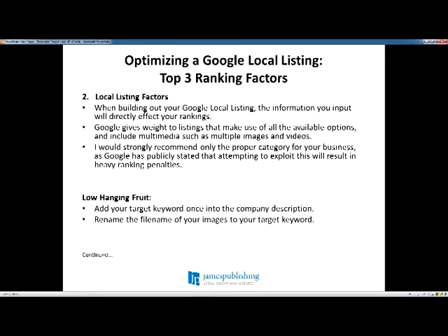So the low-hanging fruit for this slide is add your target keyword once into your company description. Google is going to give you an option to describe your business, kind of write a little bit like an About Us page. So make sure if you're a personal injury lawyer in Boston that you refer to yourself as Boston Personal Injury Lawyers. Any kind of keyword that is showing up in your local area, here's your chance to use it.